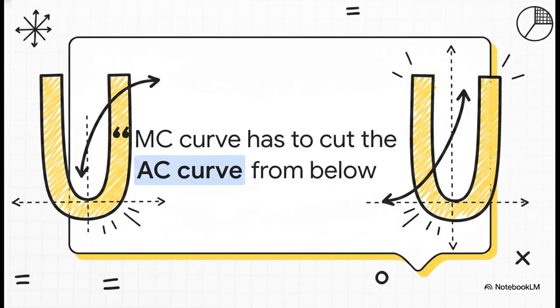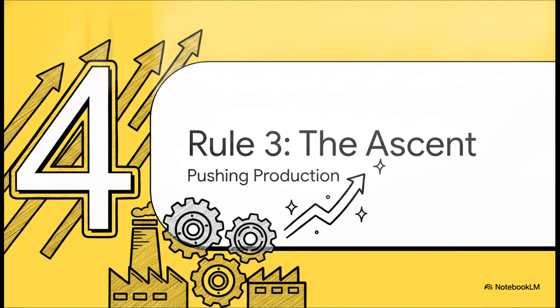To really hammer home the significance of this, we can look at how the textbooks define it. The MC curve cuts straight through the exact minimum point of the AC curve. This illustrates a mathematical certainty. When marginal cost is perfectly equal to average cost, the average cost is at rock bottom, its lowest possible point. The extra unit costs exactly the same as the historical average, meaning the overall average doesn't budge one bit. But what happens when we push production past that equilibrium? That leads us right into the final phase of their interaction, Rule 3, the ascent.